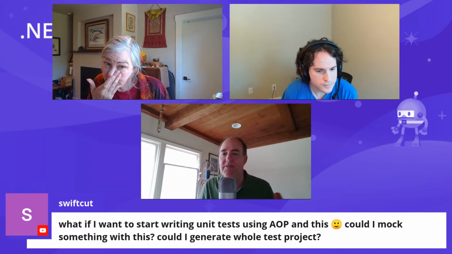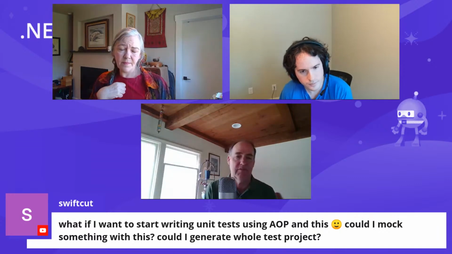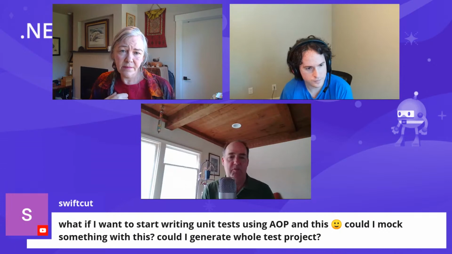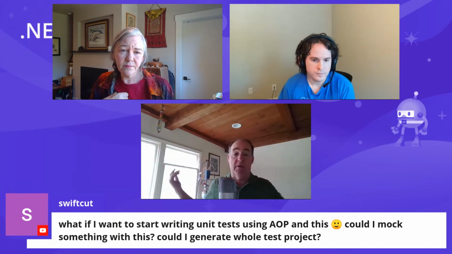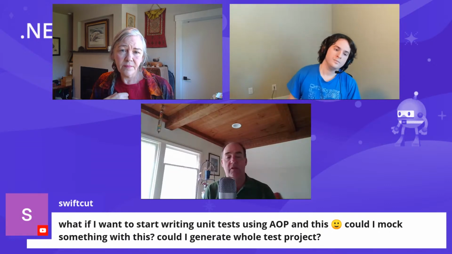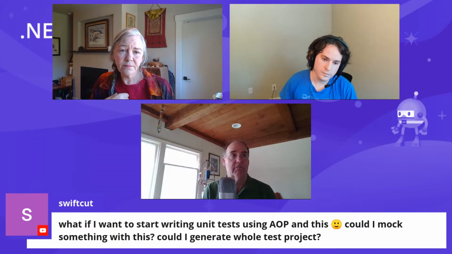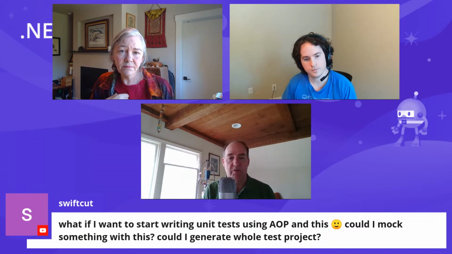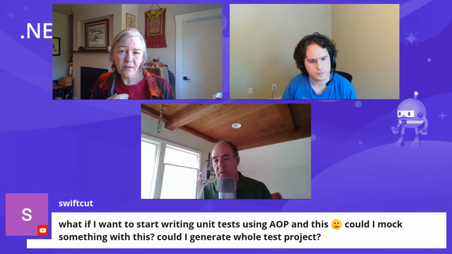A couple of other really good scenario questions here is this one. What if I want to start writing unit tests with aspect-oriented programming? Could I, I don't know if mock is the right word there, or maybe just generate my whole test projects. I add some attributes here. Can I have a source generator and interceptor just test everything, build all of it for me?